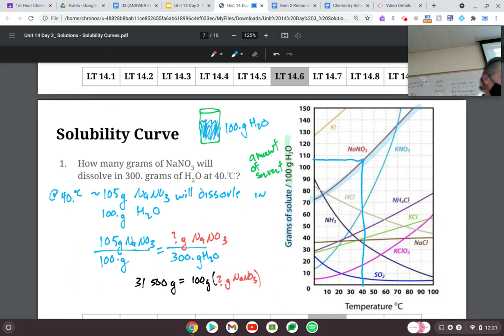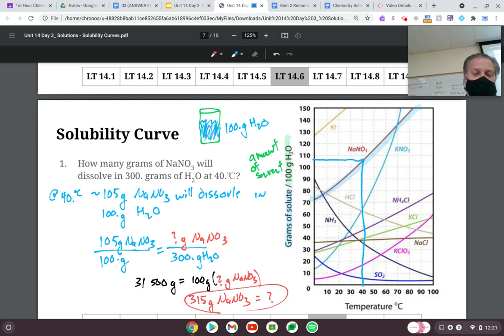So clearly we're going to divide both sides by 100. And it looks like we can dissolve 315 grams of NaNO3 in 300 grams of water at 40 degrees Celsius. That's not going to be true for another temperature, but that's true for that temperature. Does that make sense?